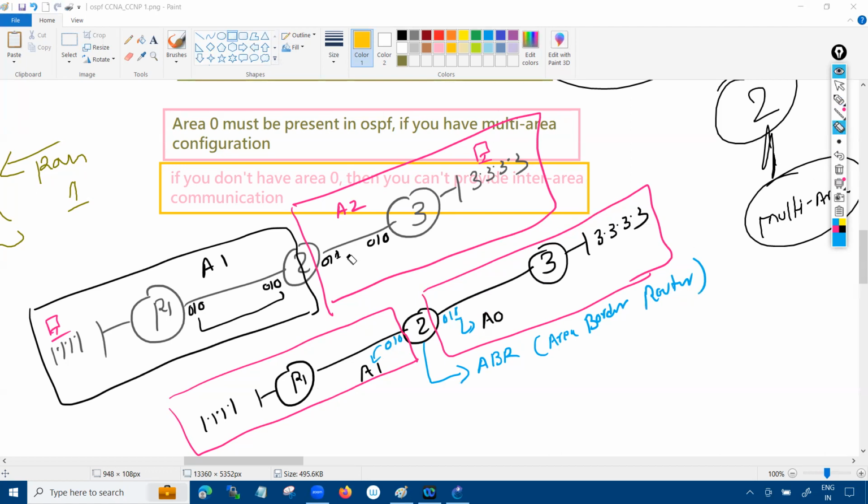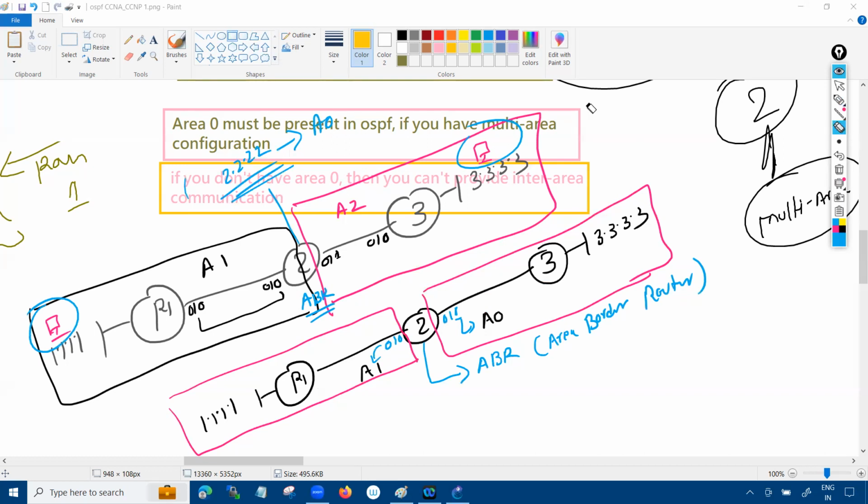Take an example, even in this case, try to understand. Right now area 1 and area 2 are there, so we cannot achieve communication between this PC and this PC. But what if I create one loopback over there, 2.2.2.2, and enable this interface in area 0? Now this router will become an ABR. Once this router becomes the ABR, you can have communication between this guy and this guy. It doesn't matter whether you have a physical interface or a logical interface as part of area 0. If the router becomes the ABR, then you have inter-area communication.